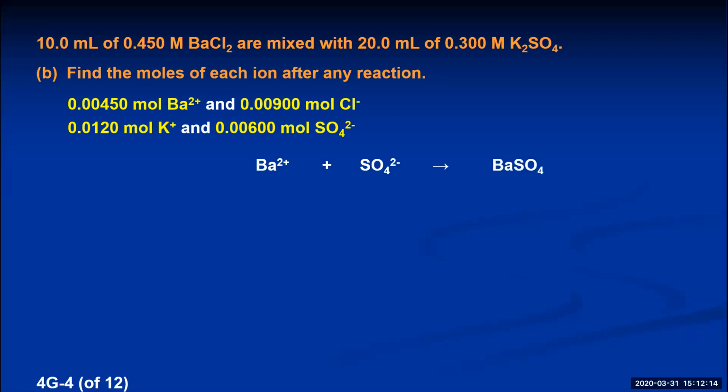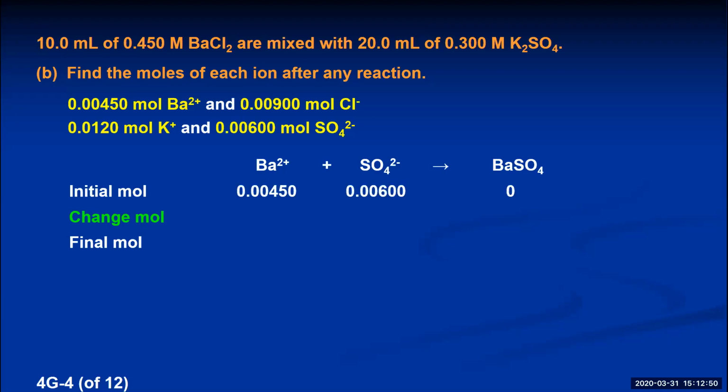So that means our 0.00450 moles of barium ions is not actually correct because some of them are going to precipitate out of the solution. And the 0.00600 moles of sulfate ions is not a correct number because some of those are going to precipitate out of the solution. This number is perfectly fine because the potassium ions aren't being changed. This number is perfectly fine because the chloride ions aren't being affected. So if we want to determine what the barium and sulfate moles will be after a reaction occurs, we're going to do an initial moles, change moles, and final moles table.